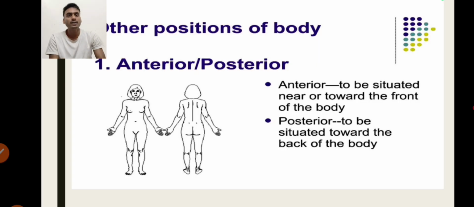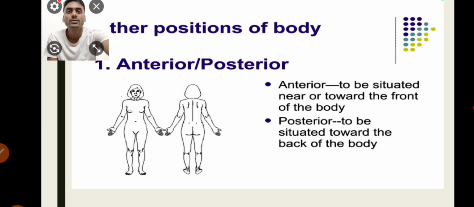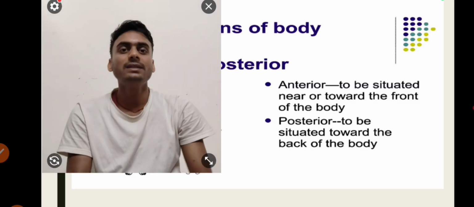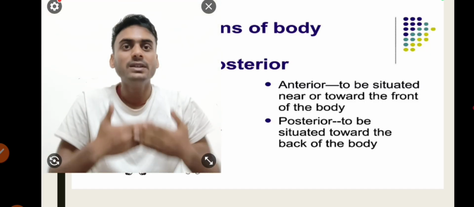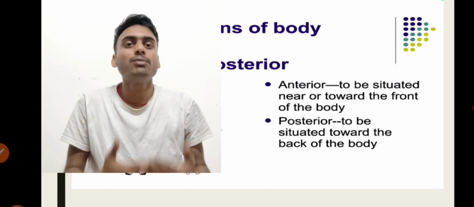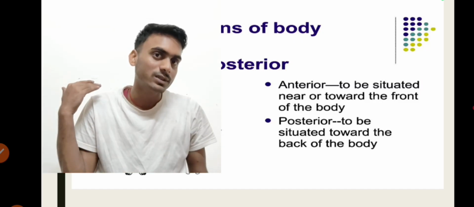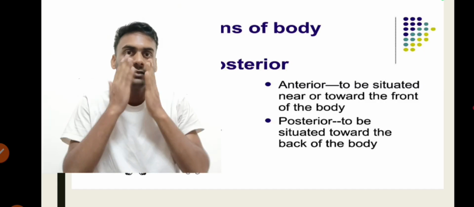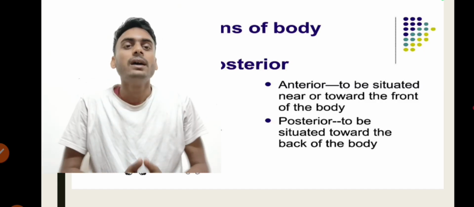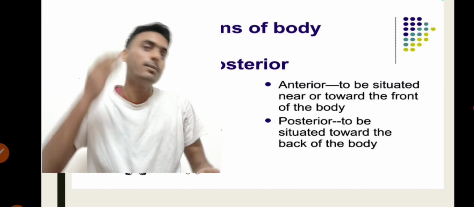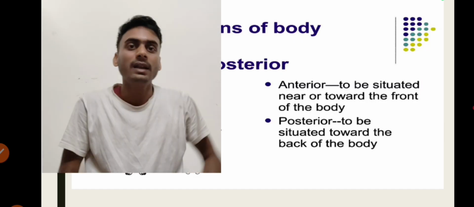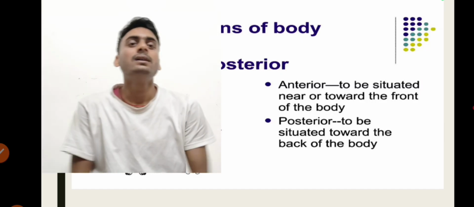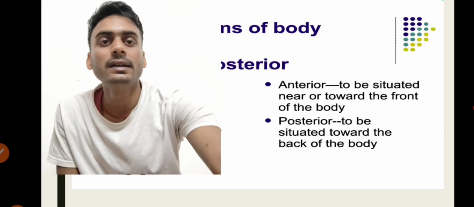First we discuss the position of the body. First is anterior and posterior. A for anterior means आगे वाला portion, P for posterior means पीछे वाला portion. Anterior means towards the front of your body, like face, chest. And posterior means towards the back of your body, like spine. Next, we continue with the next term.